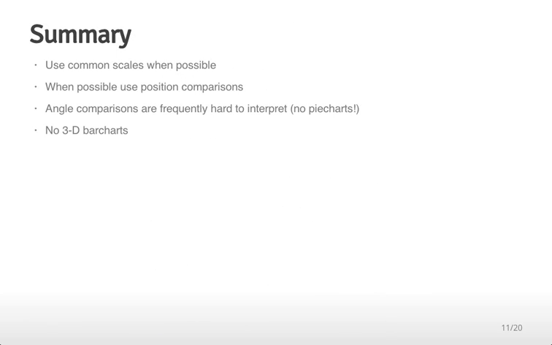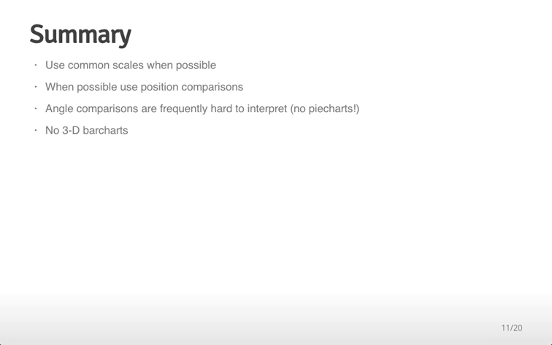So just to summarize some ideas, this is of course a really brief summary of what is an incredibly large area of research into the graphical display of data. The summary would be: use common scales when possible. Try to make your plots so that if you're comparing lengths or positions, they are on a common scale. And when possible, use position comparisons. Again, as I've said before, pie charts aren't necessarily the statistician's best friend because angle comparisons are frequently hard to interpret, so they should only be used sparingly.